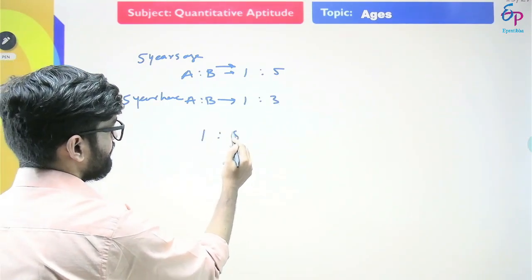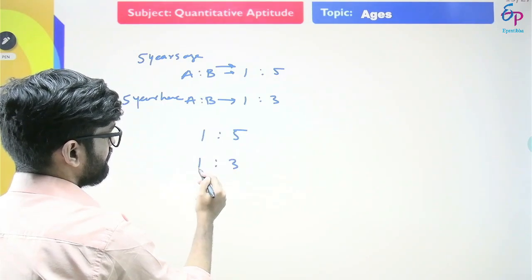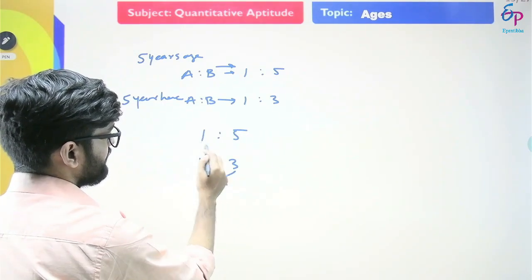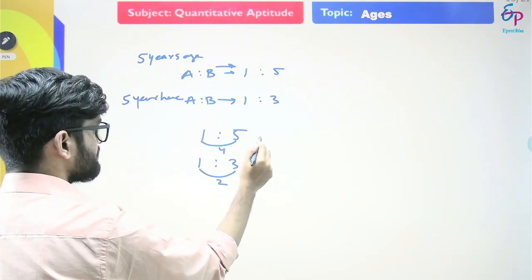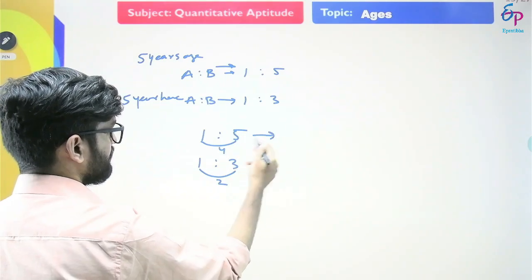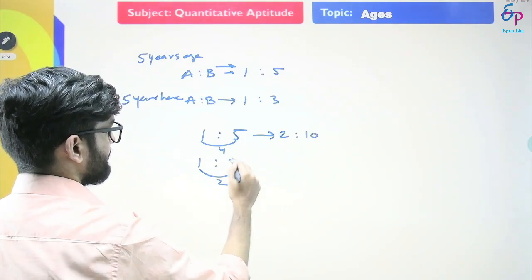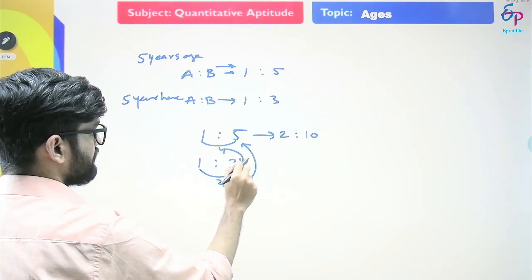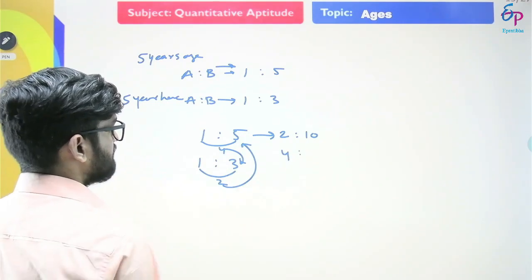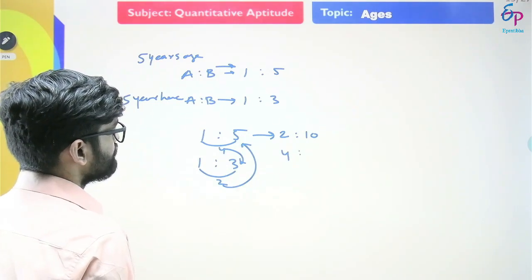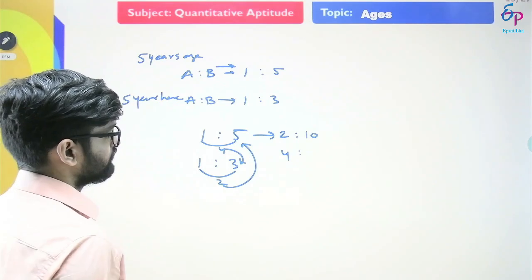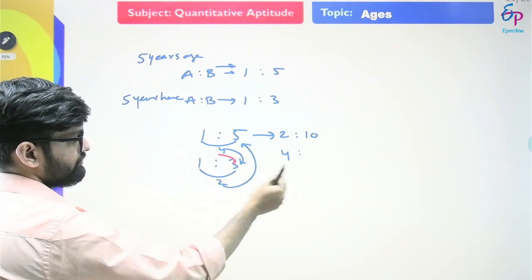Okay, 1:5, 1:3. What is the part difference here? 2. What is the part difference here? 4. You multiply this part difference here. This will become 2:10. This part difference here, this part difference here. This is 4 is to how much? 4 threes are 12.